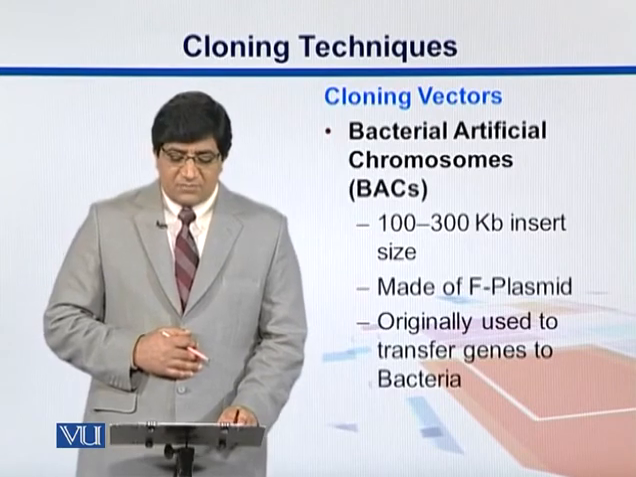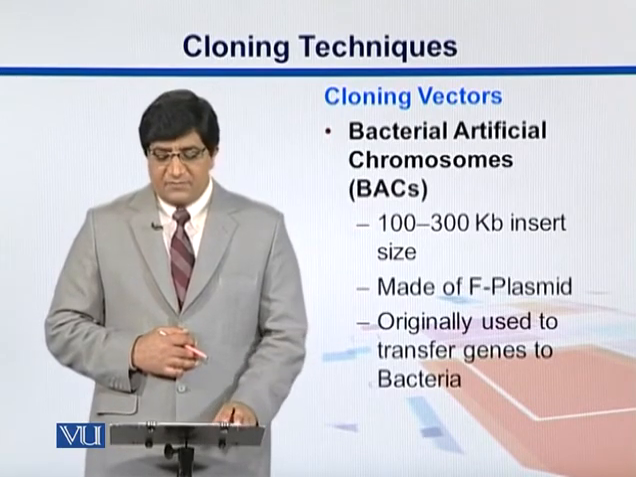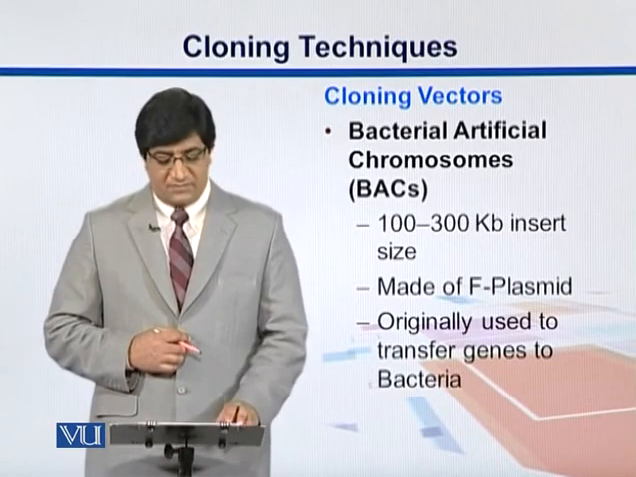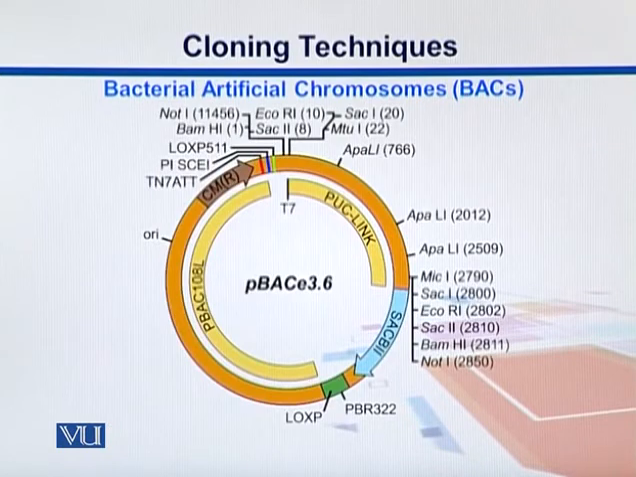Bacterial artificial chromosomes can take 100 to 300 kb insert size, and are made up of F plasmids. Originally they were used to transfer bacterial genes. Here is an example of a bacterial artificial chromosome, or BAC. We can see different restriction sites, for example this EcoRI site. We see BamHI. We also see the origin of replication, which is where replication starts in bacteria, so this is an important region. We can also see the antibiotic selection genes, which help in screening.